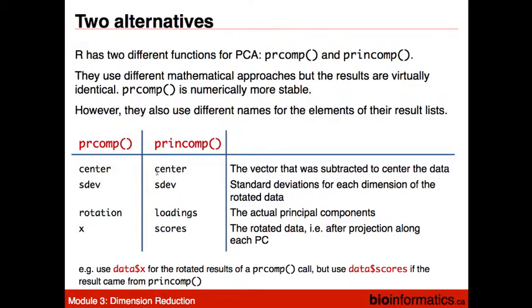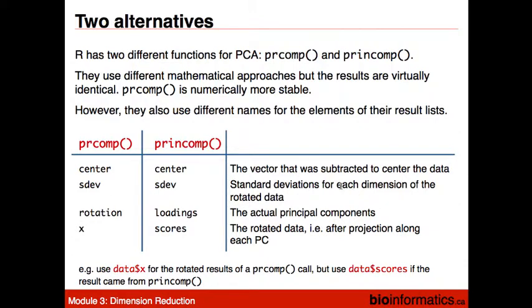The center is basically the vector that was subtracted to center the data, i.e. the whole multidimensional data set. You calculate the mean of that and then translate the data set to the origin, so it's then rotated around the zero point of the coordinate system.